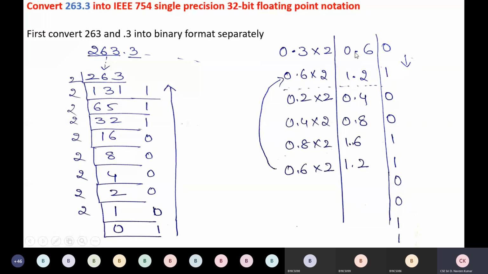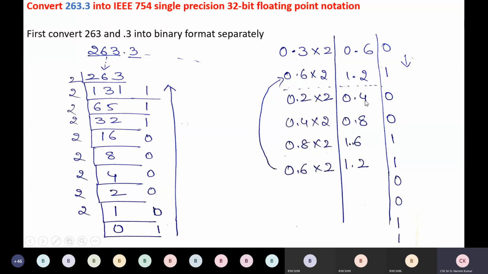The number to the left of the decimal point is 0, so we write 0 here. Next we multiply 0.6 by 2 and get 1.2. To the left of the decimal we have 1, so I write 1 here. For the next multiplication I take only the right part, that is 0.2, and multiply it with 2.